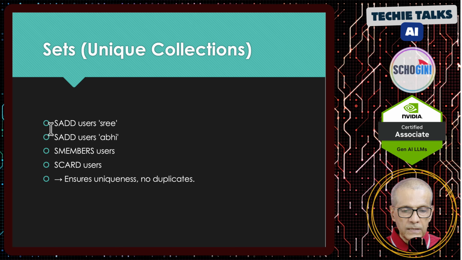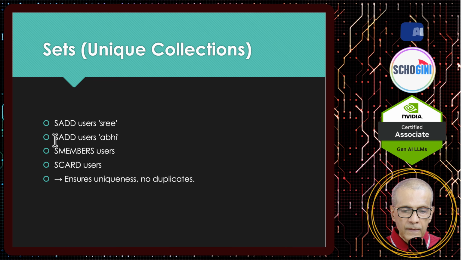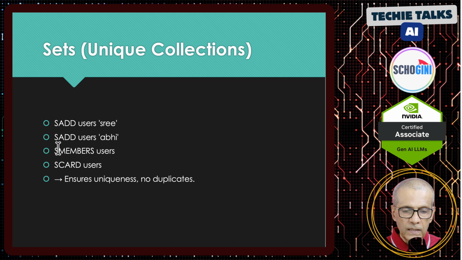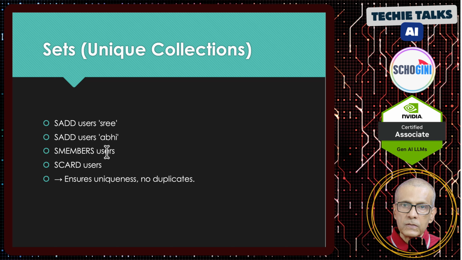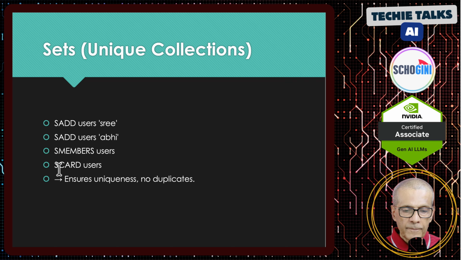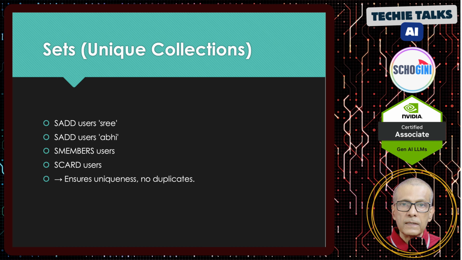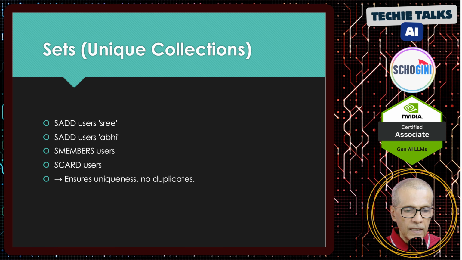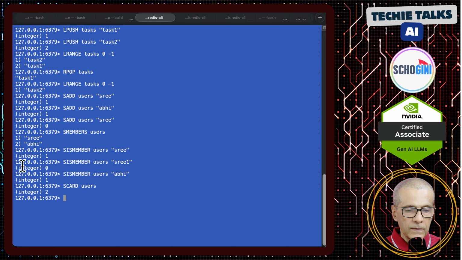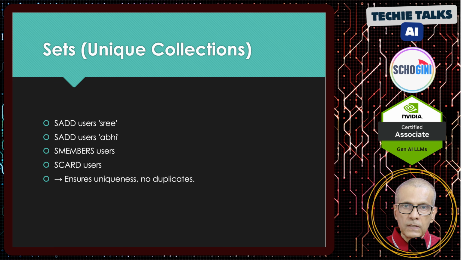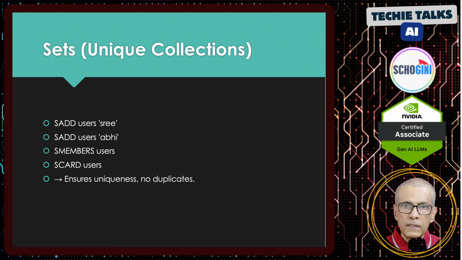So these are the commands that we saw. SADD will add items to our set. SMEMBERS will show the members in the set. And SCARD will show the number of items, 2 items. Okay. Remember, sets are unique. Elements are unique. The key names have to be unique.